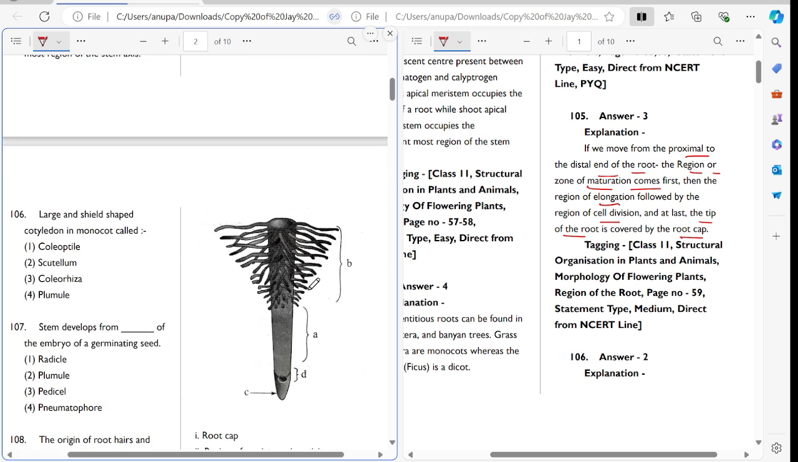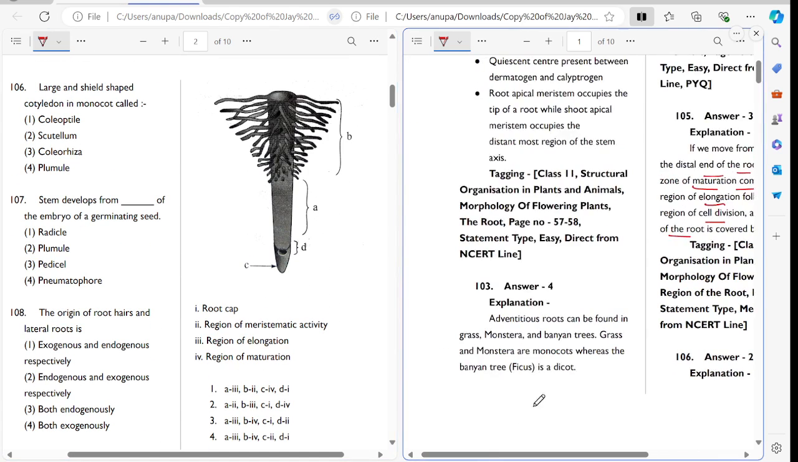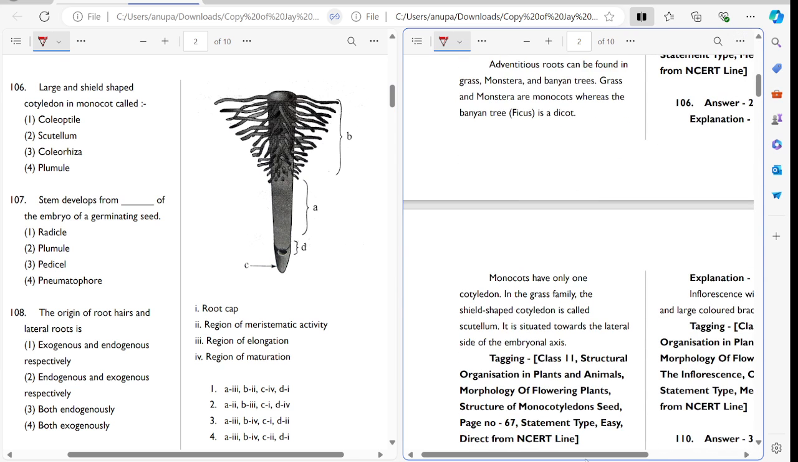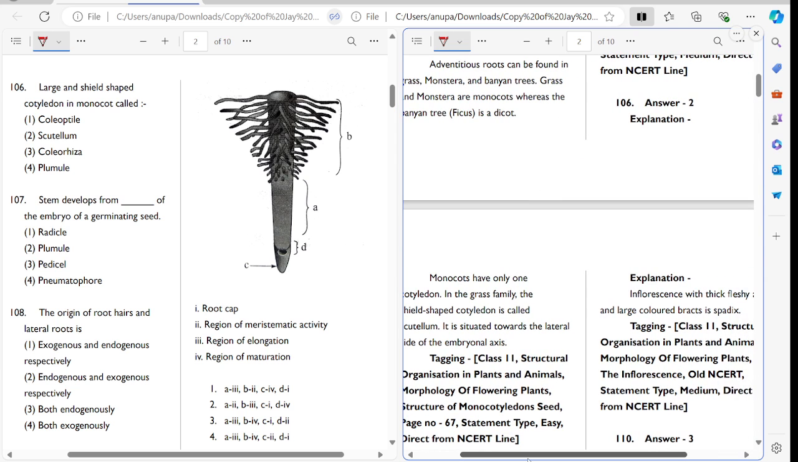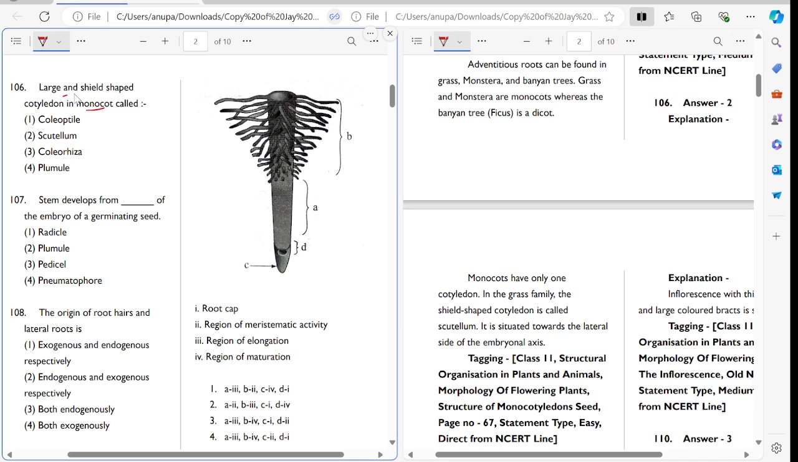Now let's move to the next question, that is question number 106. Question number 106 states that large and shield-shaped cotyledon in monocot is called. We have to find out the name of the large, shield-shaped cotyledon in the monocot.